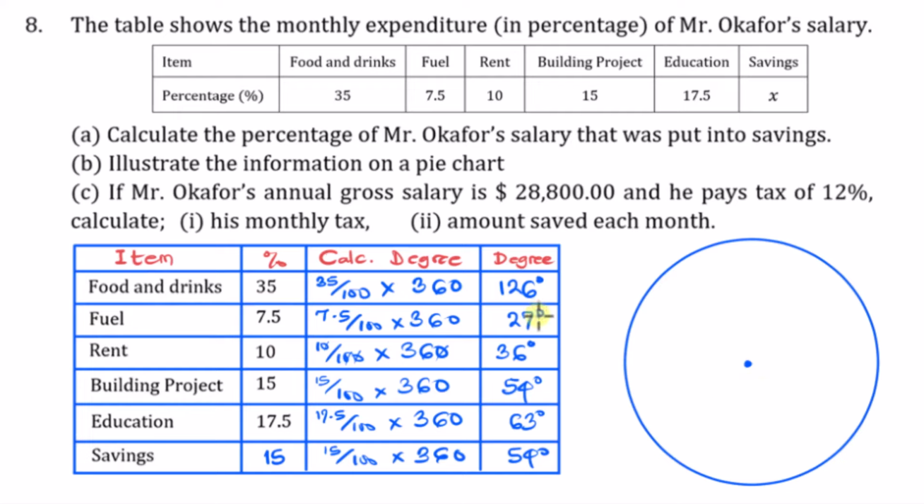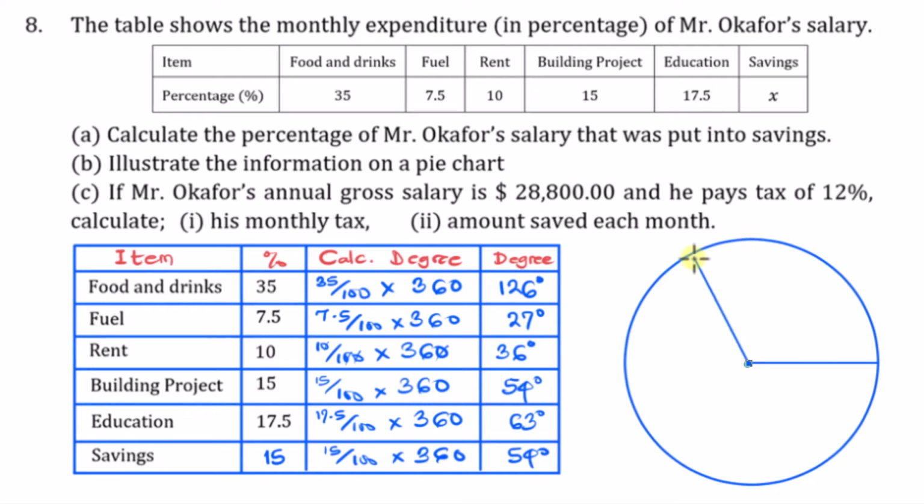For example, I know that angle on a line is 180 degrees, a right angle is 90. So if I'm to say I want to start like here, I want to commence here. So from here up, that will be 90. But then I have 126 as the portion for food and drink.